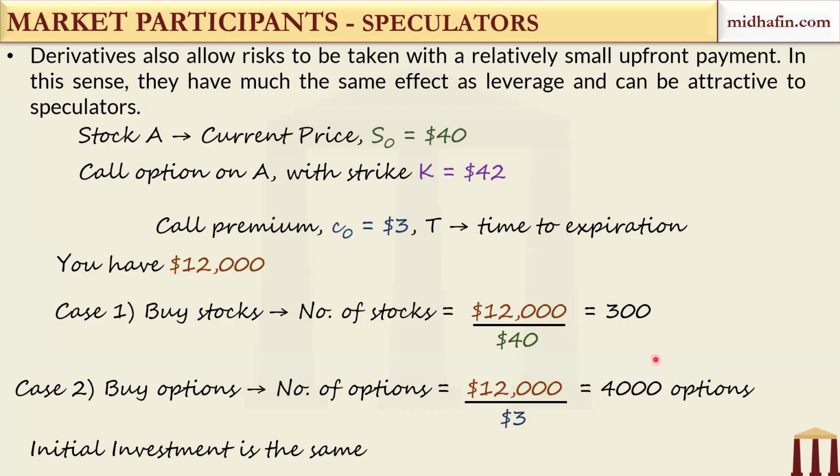Yeah. So this information is actually given to you. And you have $12,000. So using that $12,000, if you invest completely in stocks, you are able to buy only 300 stocks. But if you invest completely in options, based on the price of a single option, you are able to buy 4,000 options. Okay. Now let's take a simple scenario.